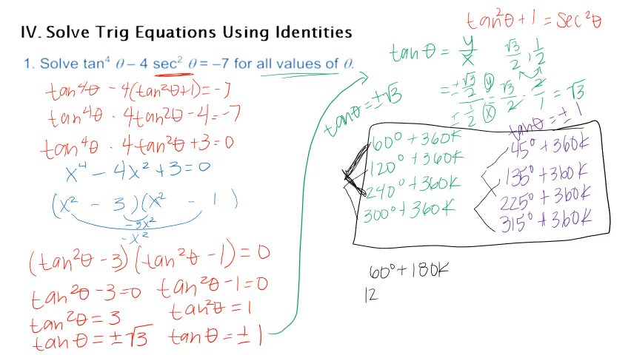I would need to have 120 degrees plus 180k. I would have 45 degrees plus 180k. And then I'd also have 135 degrees plus 180k.